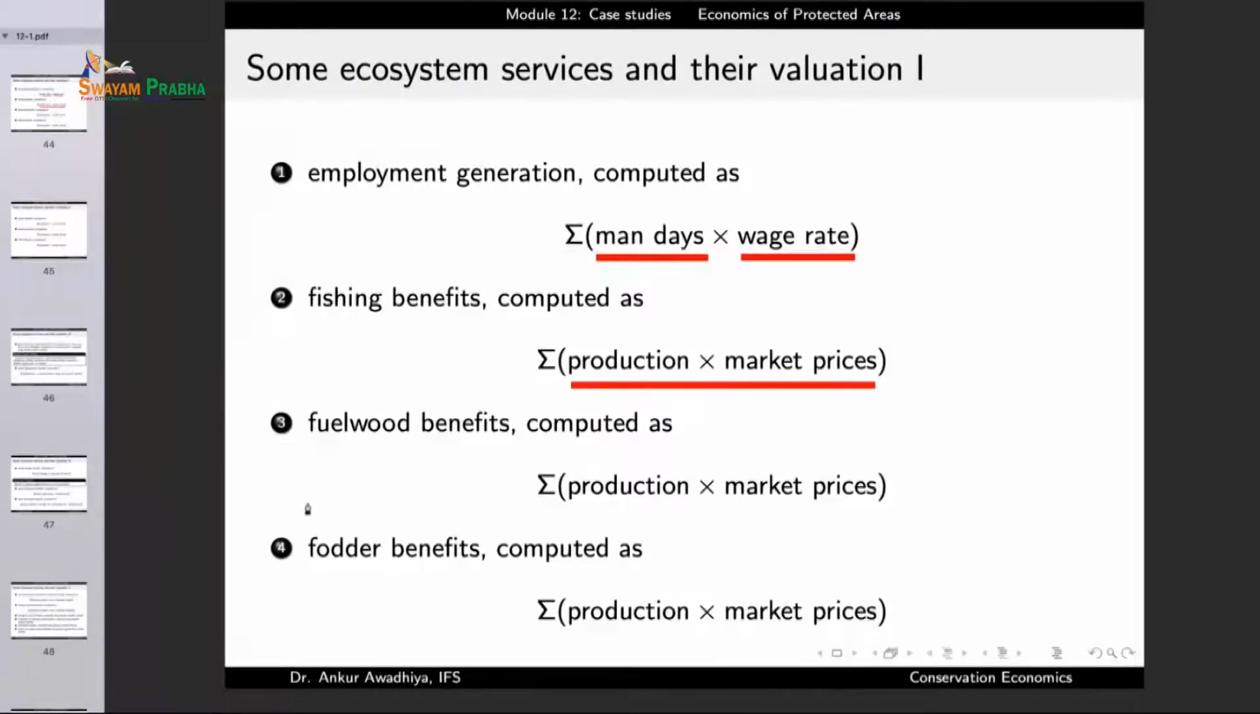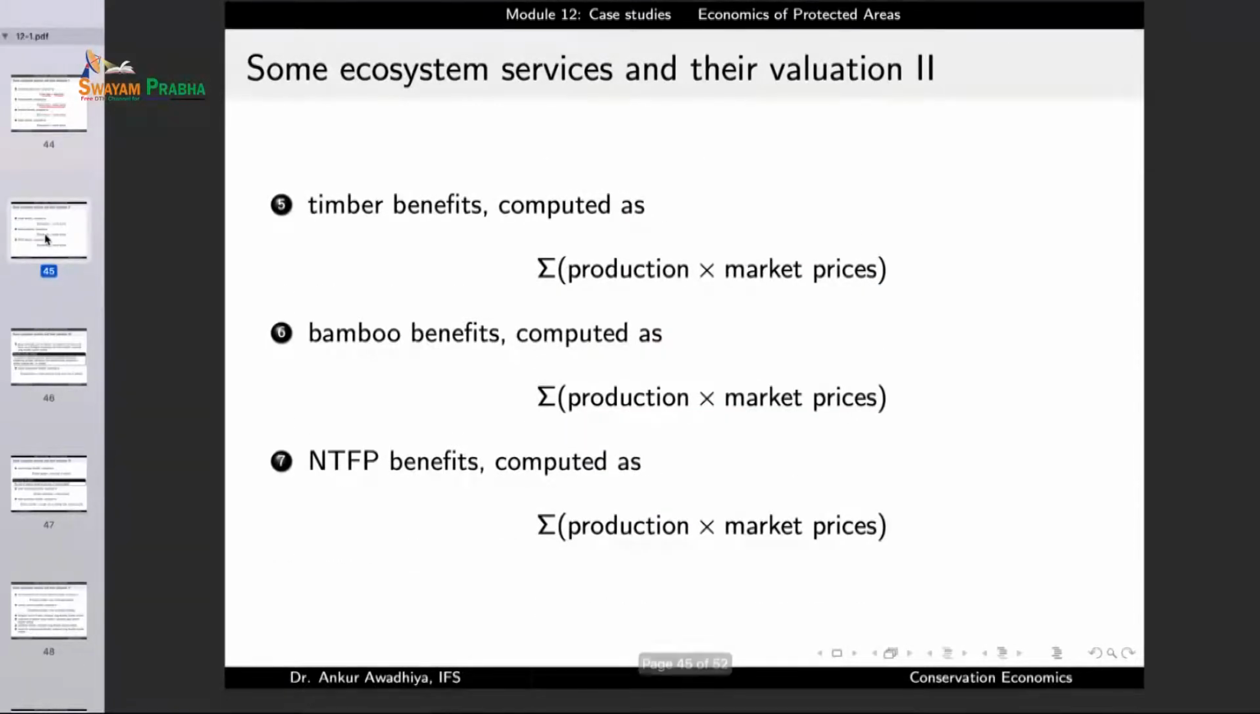We compute the fuel wood benefits. Again, production into market prices. Fodder benefits, production into market prices. So we are doing all these different kinds of valuations. Timber benefits. How much is the amount of timber that can be extracted, especially in the buffer areas where we do permit extraction of timber? Production into market prices. Bamboo benefits, production into market prices.